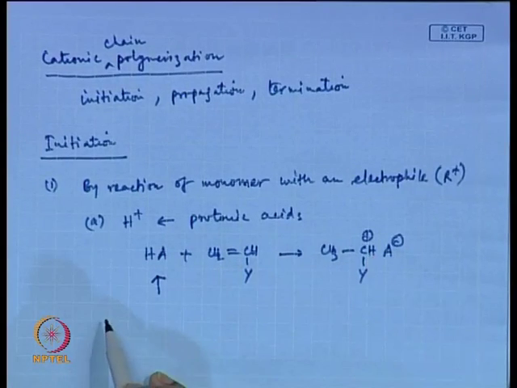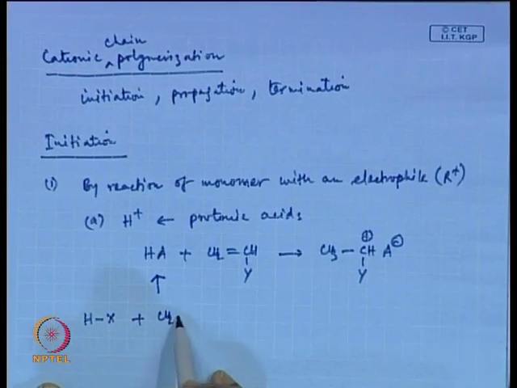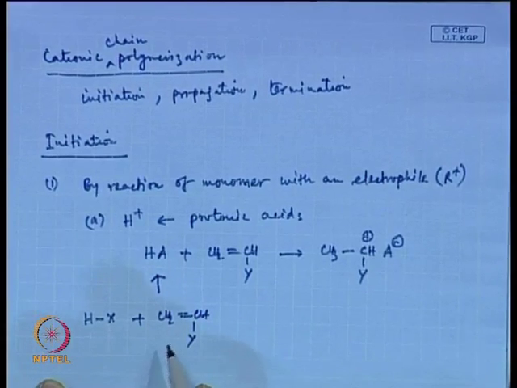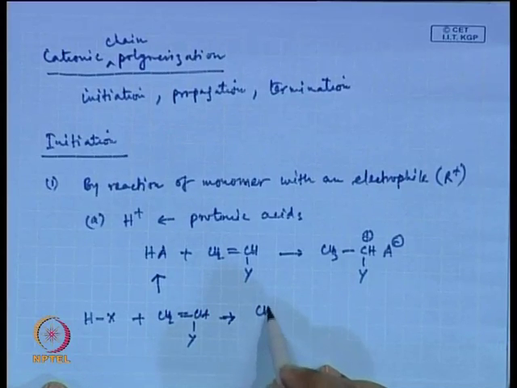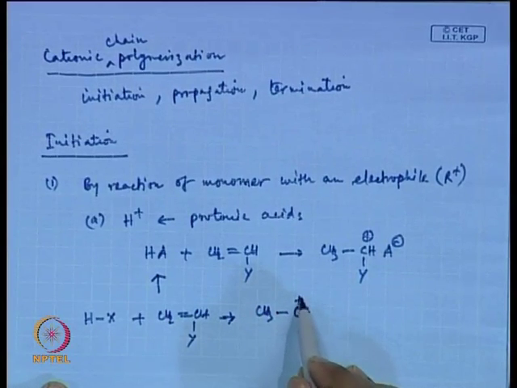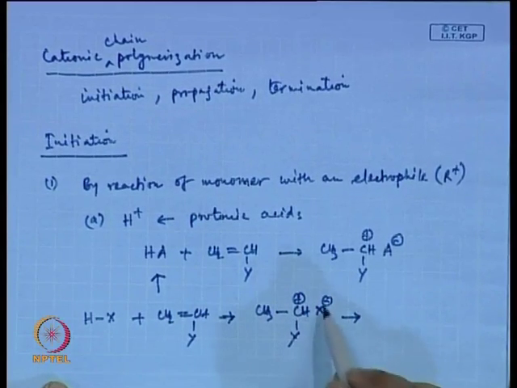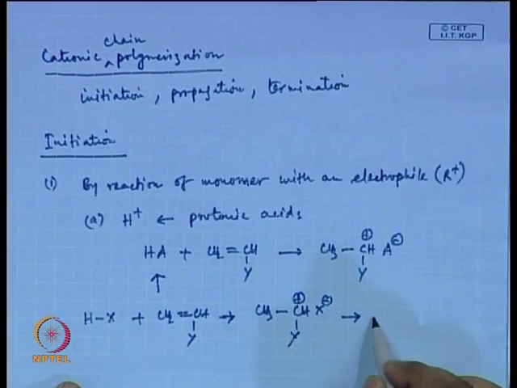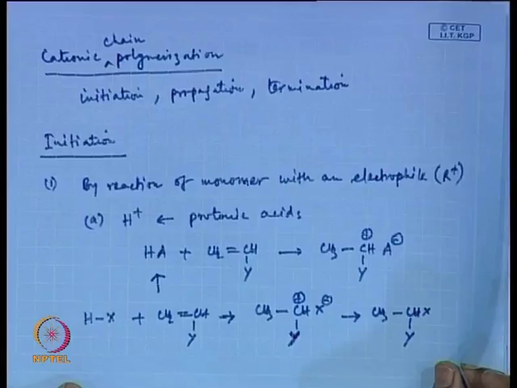For example, consider halogen acids like HX and the generic structure of the monomer. With the proton electrophilic reaction, it will form the same initiating species, but because this halogen anion, say chloride ion, is such a strong nucleophile, it will combine again and form a covalent bond. So your reaction stops there, and you cannot have the reaction progressing further.